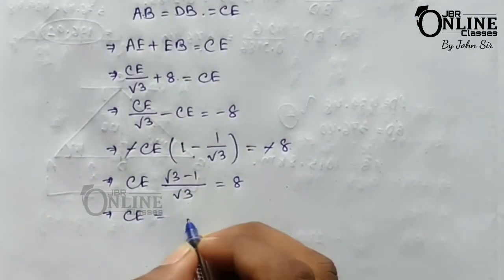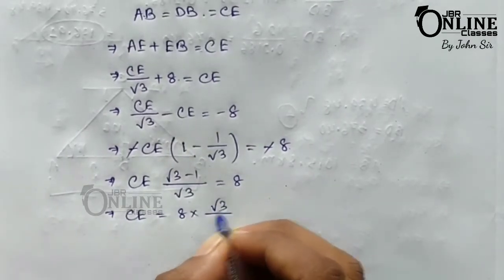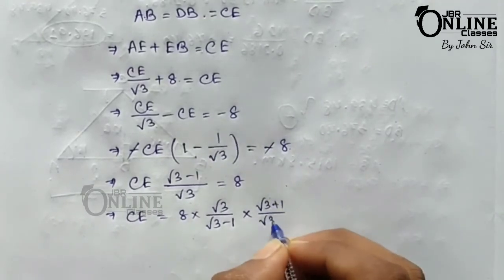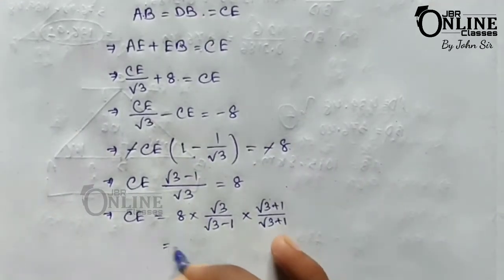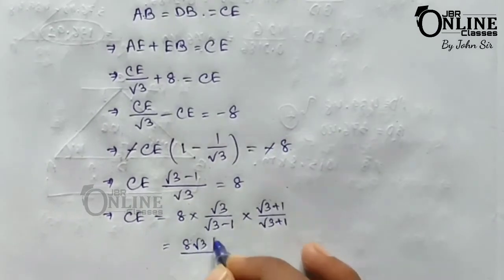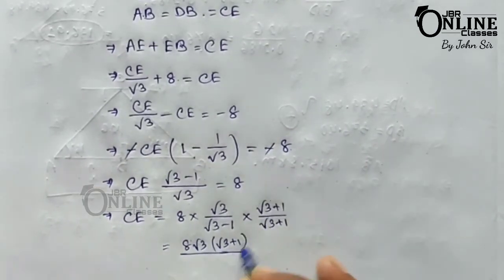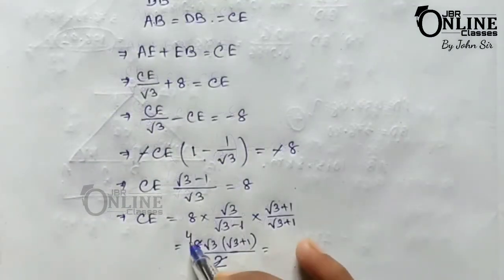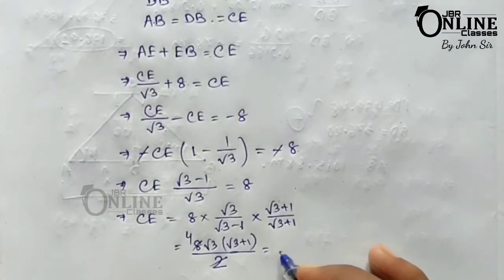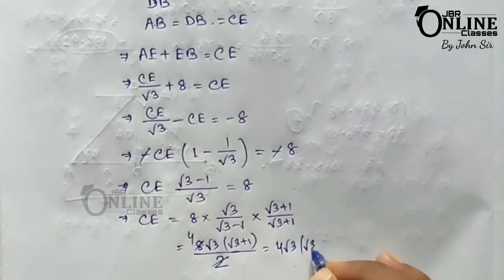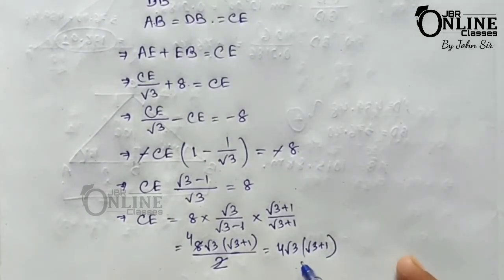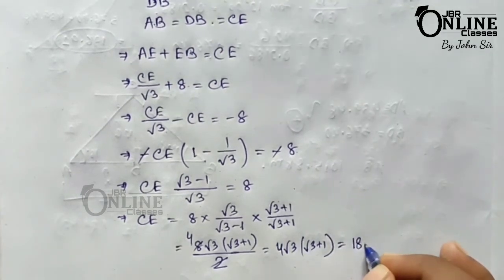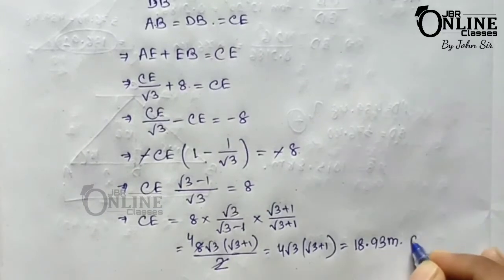So CE equal to 8 into root 3 by root 3 minus 1. Now if we rationalize this one, multiply by root 3 plus 1 over root 3 plus 1, so that will be 8 root 3 into root 3 plus 1 divided by root 3 minus 1 times root 3 plus 1, that becomes 2. So here 4 root 3 into root 3 plus 1. If you put down the value of root 3 equal to 1.732, you will get the final value, that equal to 18.93 meter approx.